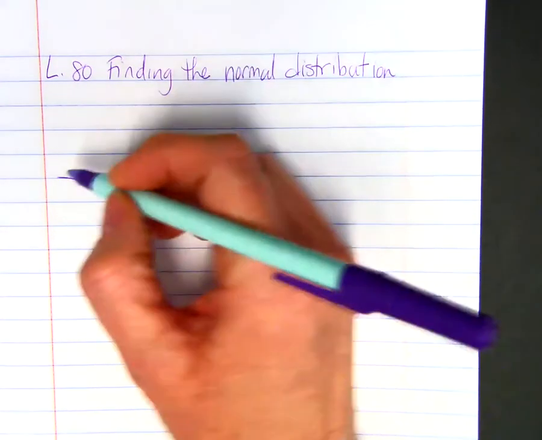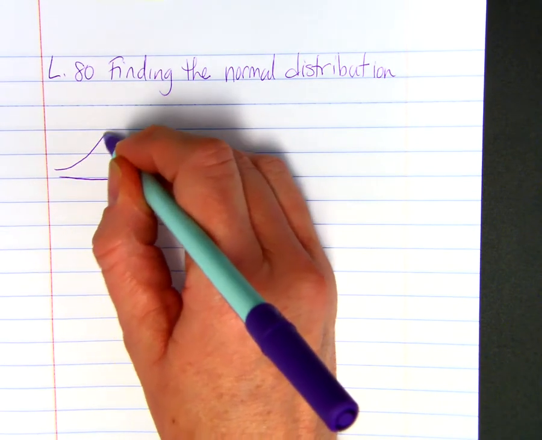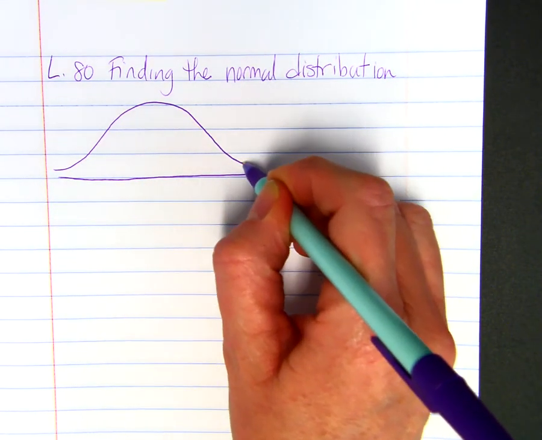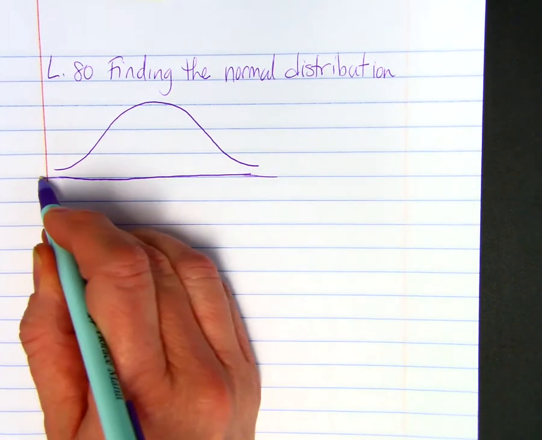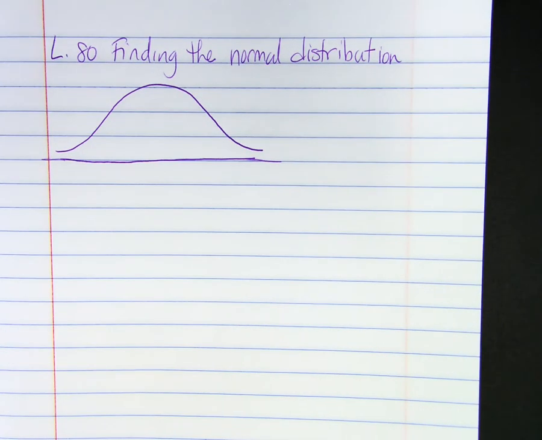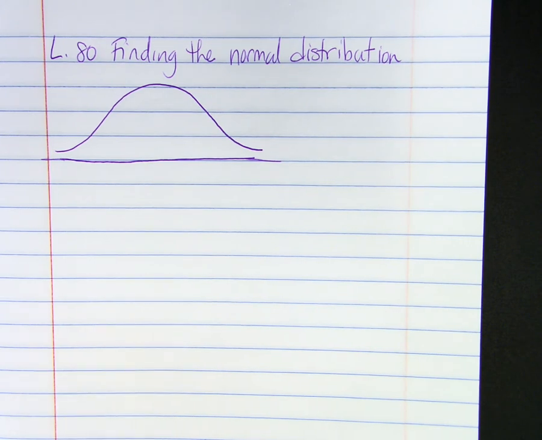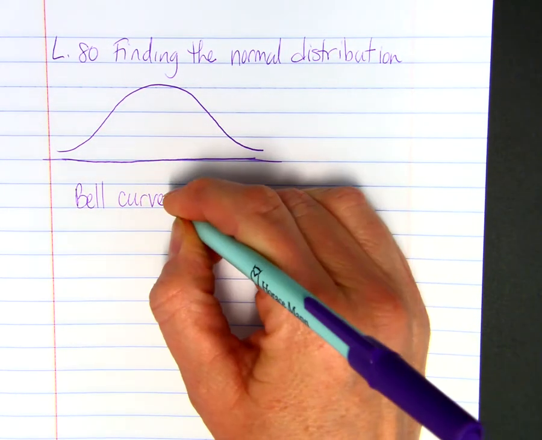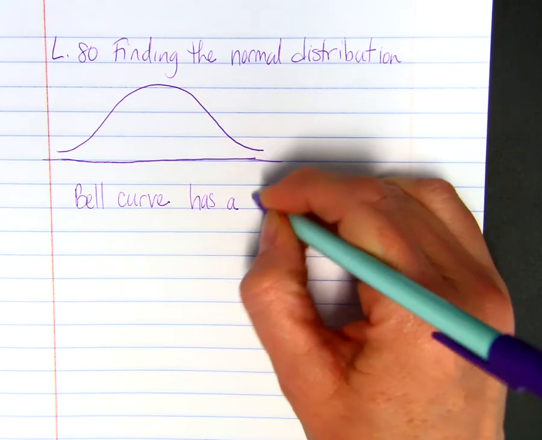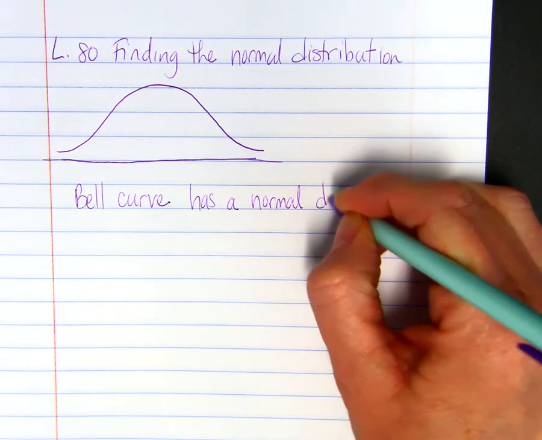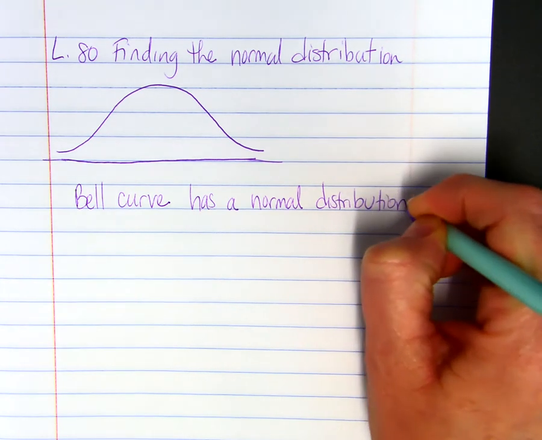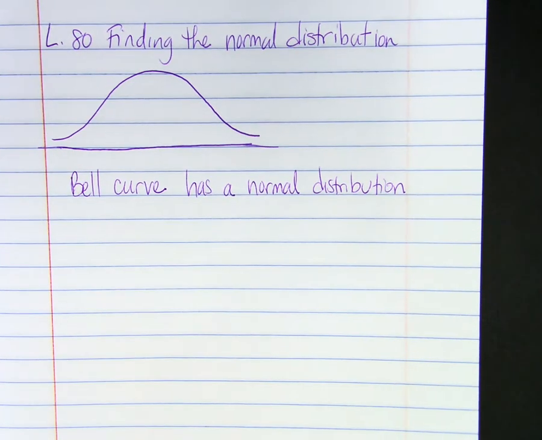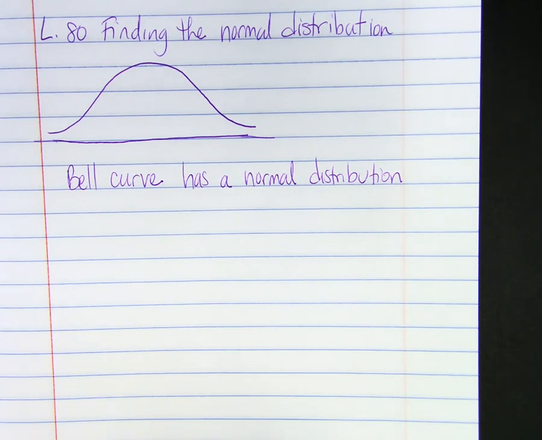So a normal distribution looks like this-ish. This is the bell curve. This is called a bell curve, and it has a normal distribution. The bell curve is where the mean, the median, and the mode are all equal.